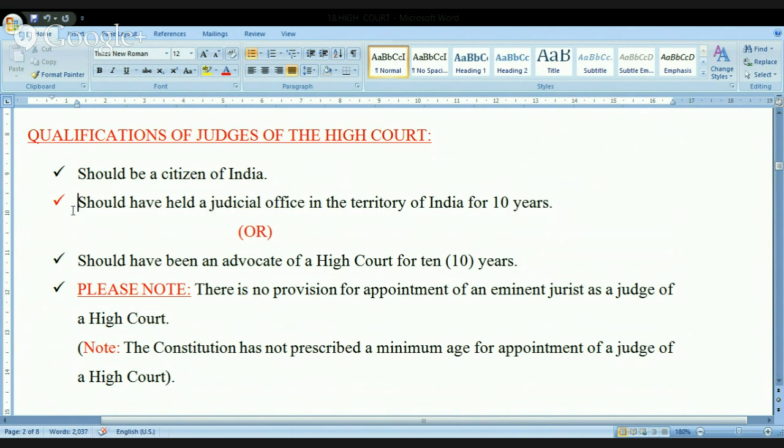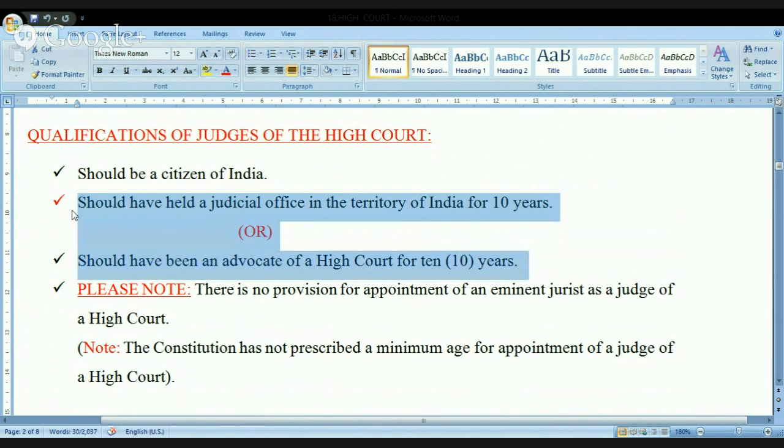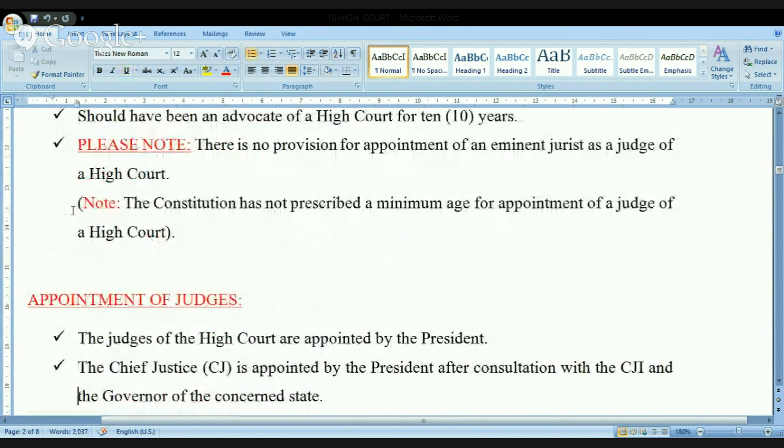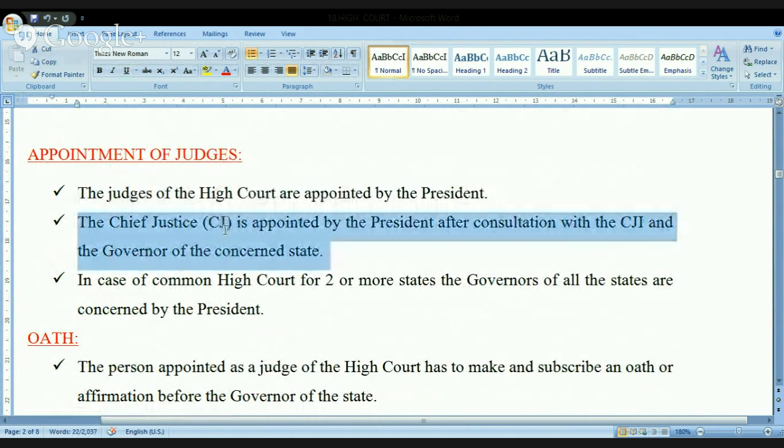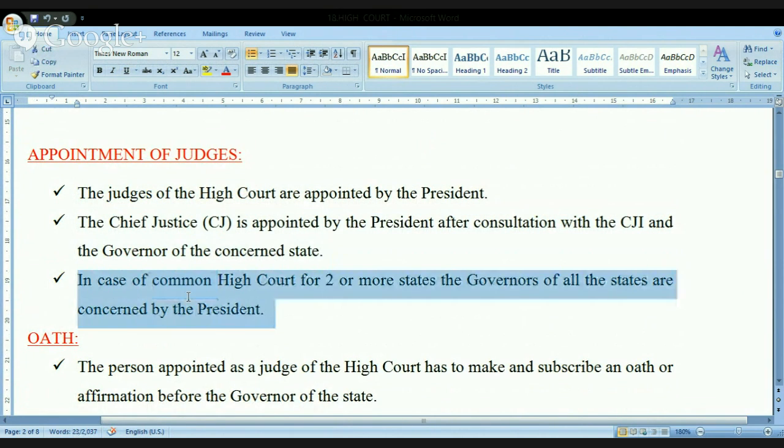Anybody who comes under this qualification, which I am highlighting on the screen, can be appointed as a judge of the High Court. Look at this. Appointment of the judges. The judges of the High Court are appointed by the President of India, and the Chief Justice is appointed by the President after consultation with the Chief Justice of India and the Governor of the concerned state. In case of common high courts for 2 or more states, the governors of all the states are consulted by the President.